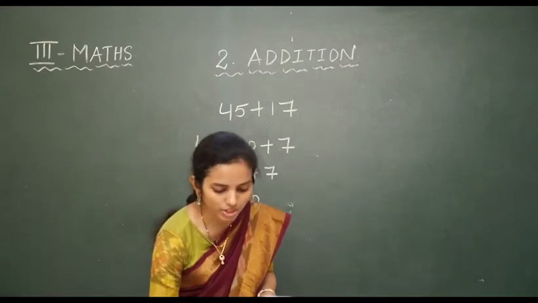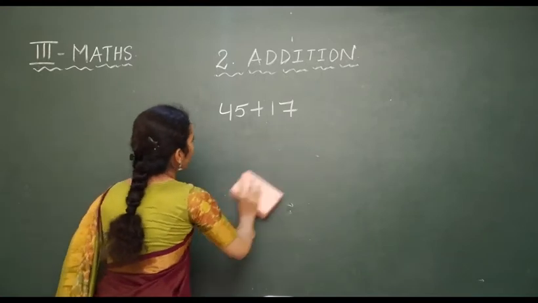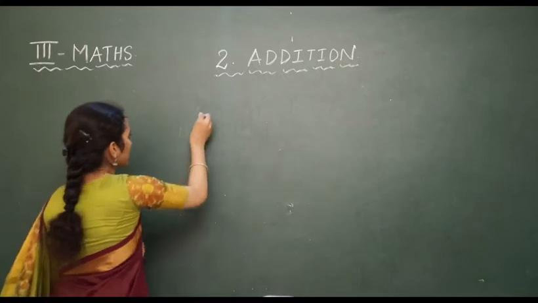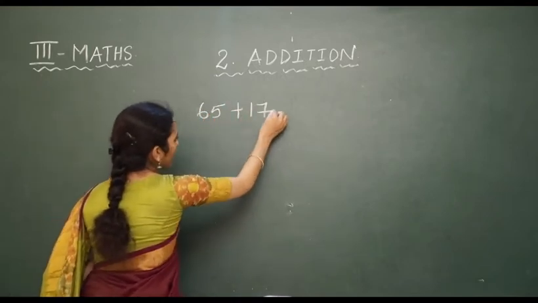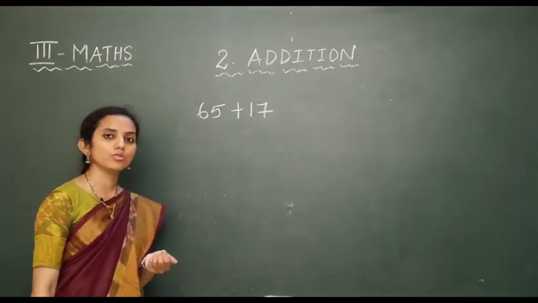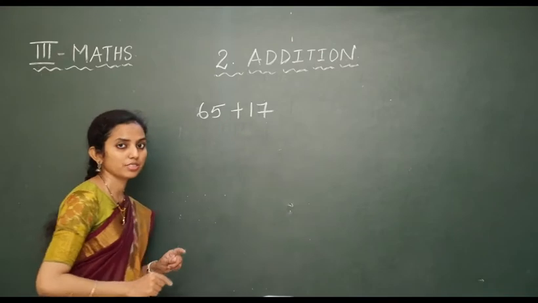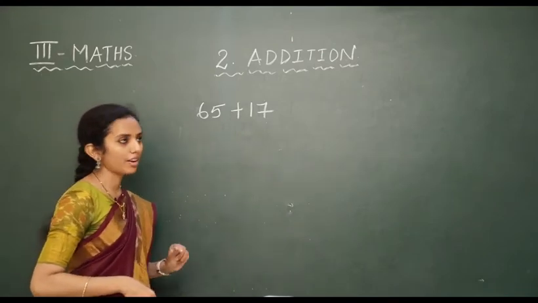So fourth question, add the numbers using the hundreds chart. So this is also the same as the third method. 65 plus 17. Add the numbers by using the hundreds chart. So we have to write all the numbers on the hundreds chart, that is from 20 to 100.